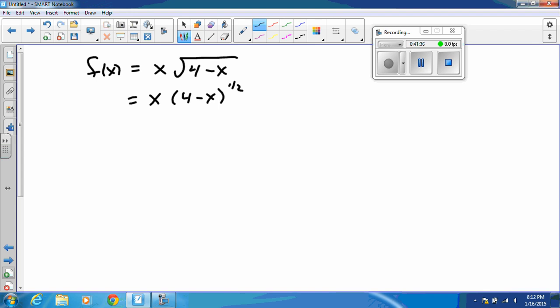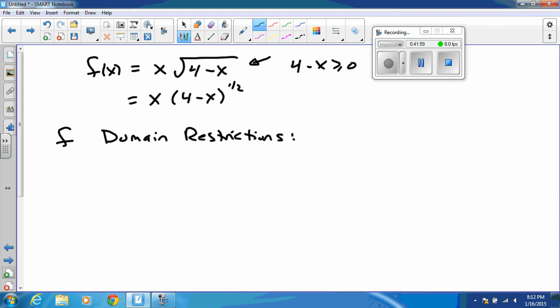Let's take a look at one final example, which is going to be a more advanced example. We're going to consider the function f of x equals x times the square root of 4 minus x. Or if I rewrite it, x times (4 minus x) to the 1/2 power. And we're going to do the same process that we did for the other ones.